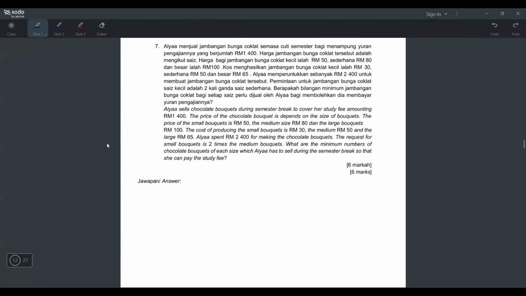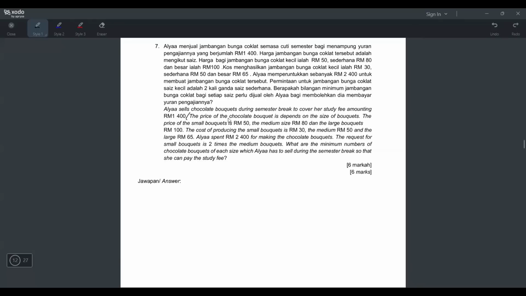Okay, I want to do number 7 now. All right, what chapter is this? I'm not too sure. Okay, let's read the question first. Aliyah sells chocolate bouquets during semester break to cover her study fee amounting to 1,400. Okay, let's ignore all the information first. Let's read the whole thing first because I need to know which chapter, right? Otherwise, I don't know which formula I need to use.